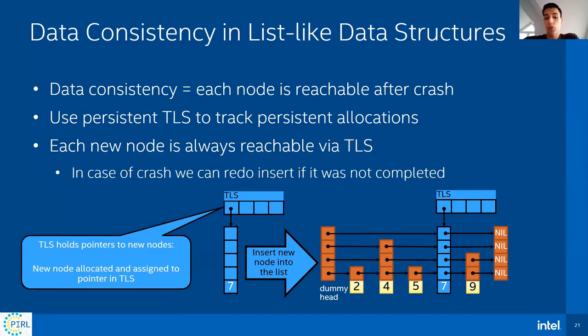To solve this, we are using TLS. So when we first allocate a new node, we put that in the TLS and only then loop through all the previous pointers and update them to point to our new node. When this is done, we can safely remove the node from the TLS. This operation is safe because even if the whole procedure is interrupted in the middle, we can still redo the operation on restart.